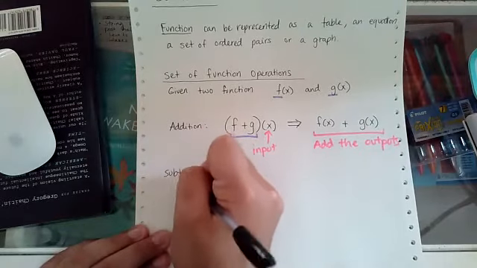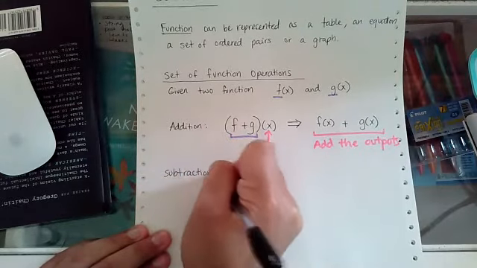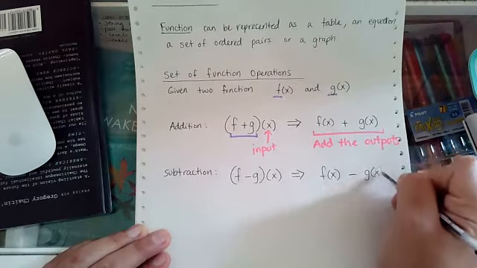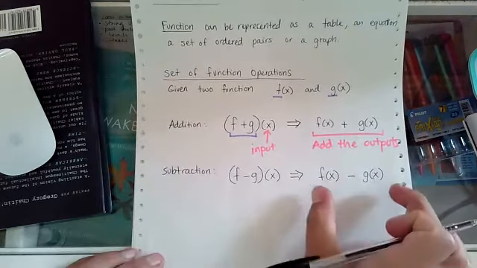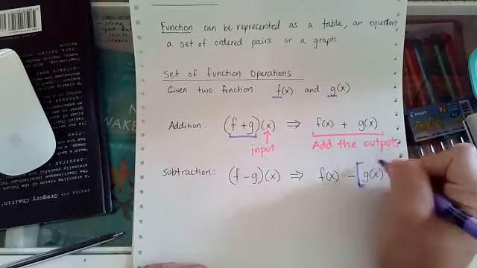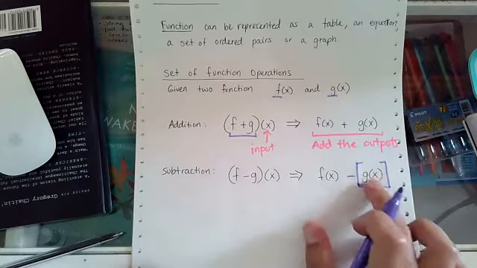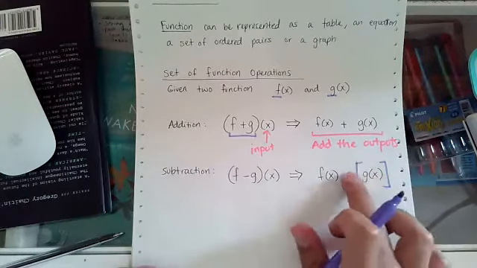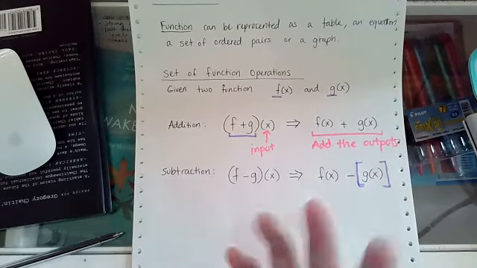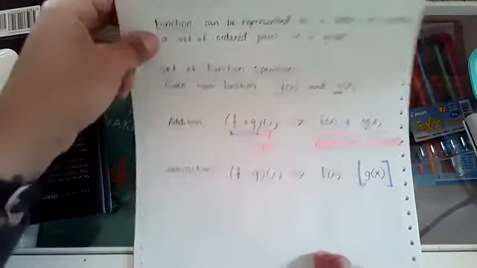Subtraction is really similar and is written in a similar fashion. f minus g of x is just saying take the output of f of x and subtract g of x. But what I like to do when I write this is put parentheses around g of x, just so that we're careful. Because if this is a negative output value, make sure you're distributing that negative times the negative. So you'll have to watch out for that specific case.